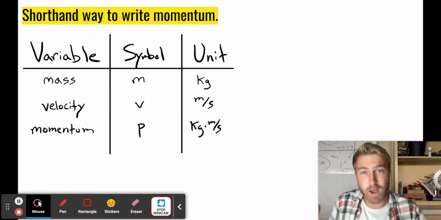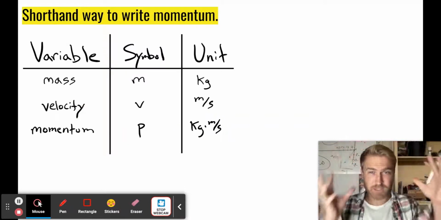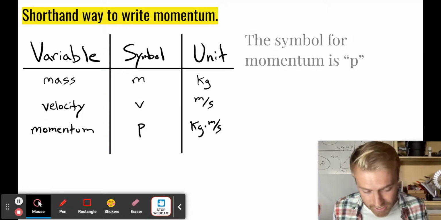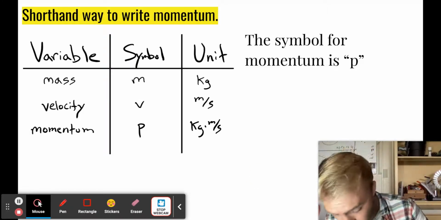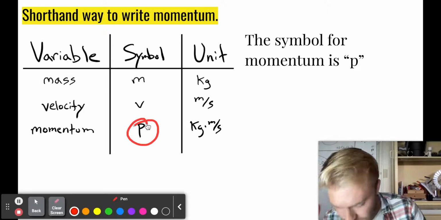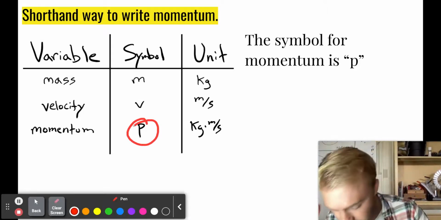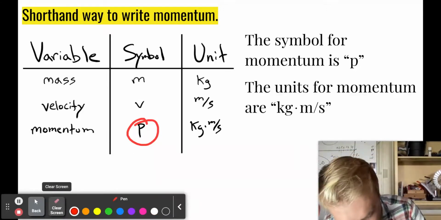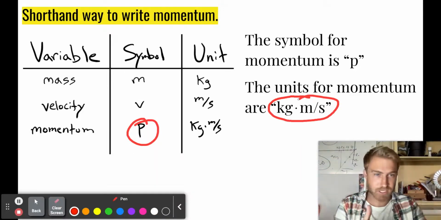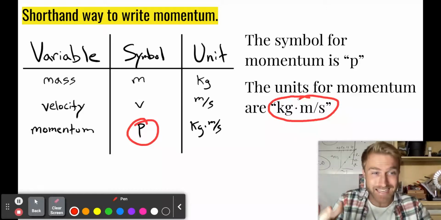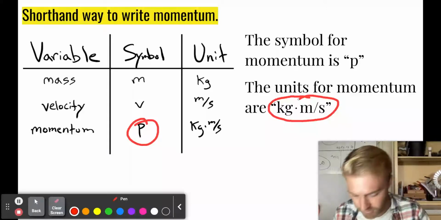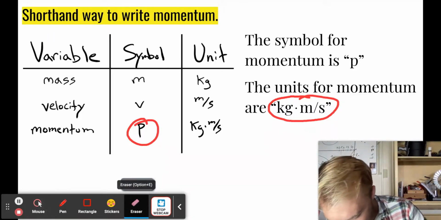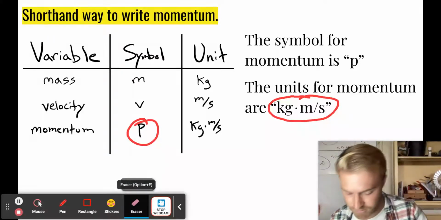Now, the shorthand way to write momentum: in physics, we always have our variables, our symbols, and then we have units of measurement. The symbol for momentum is P. I'm not quite sure why they use P. I think M was already taken for mass and meters and other things. The units for momentum are kilograms meters per second. It's just kg times m/s, but we say it kilograms meters per second, that whole mouthful. So that football in the last slide had a momentum of -6 kilograms meters per second.